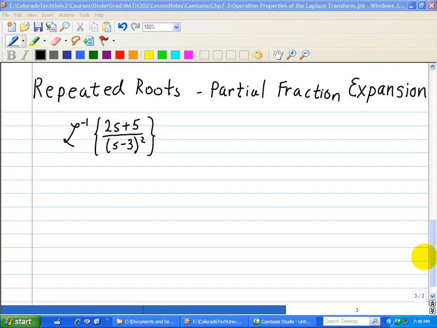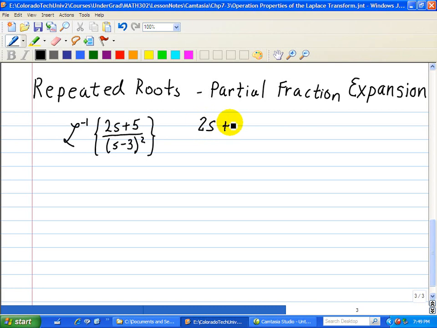Here we have an example of repeated roots, where we have a repeated root of 3. Here we're going to use partial fraction expansion as well as the translation property to find the inverse Laplace transform for this function. So first, with repeated roots, we'll expand this using partial fraction expansion.